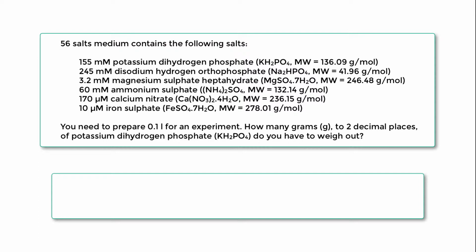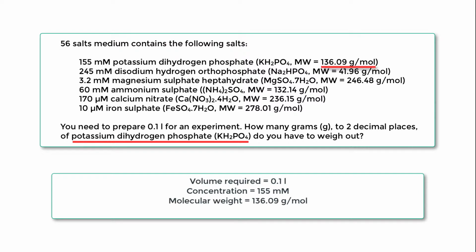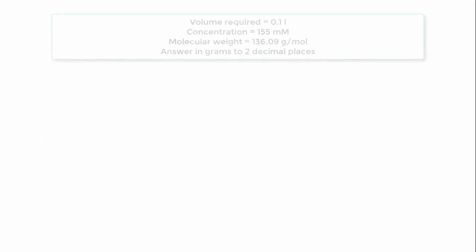The question is asking some key points. The first thing it is asking for is the volume of the solution you need to make up, which in this case is 0.1 litres. The next thing you need to look at is the concentration of that particular component of the buffer or solution. In this case it's 155 millimolar. You also need to make a note of the molecular weight, which is 136.09 grams per mole. And finally, make a note of what the answer needs to be in. In this case, it's grams to 2 decimal places.